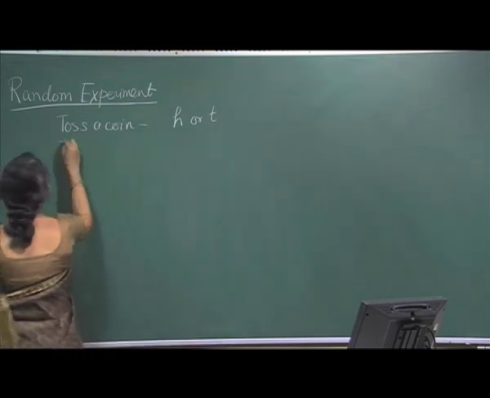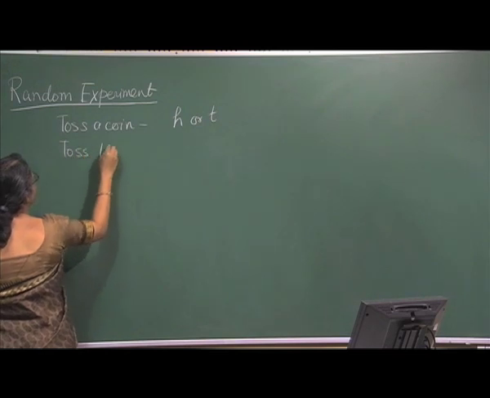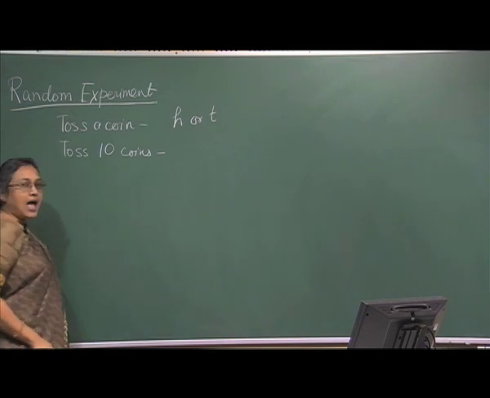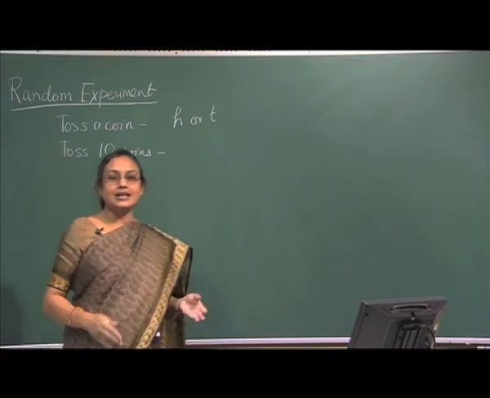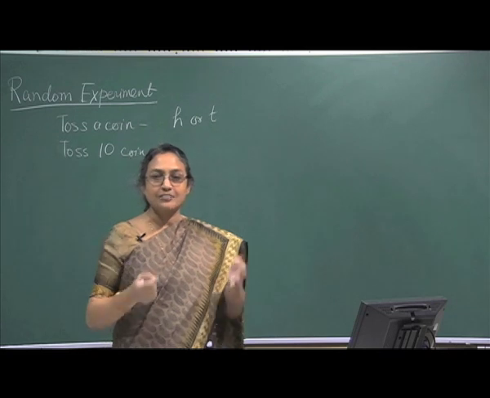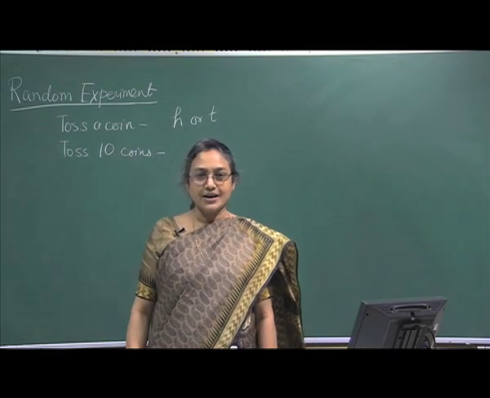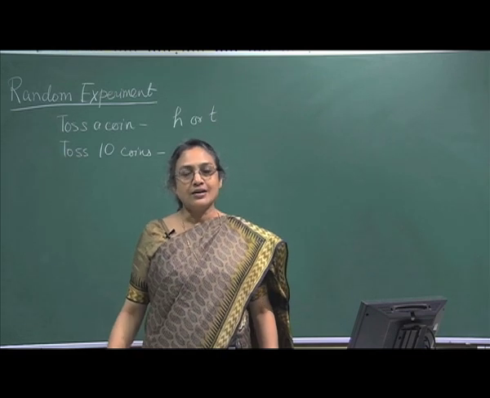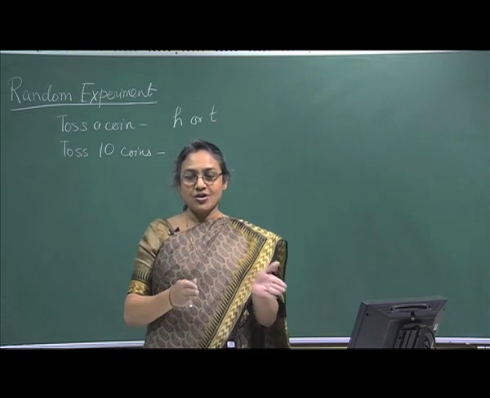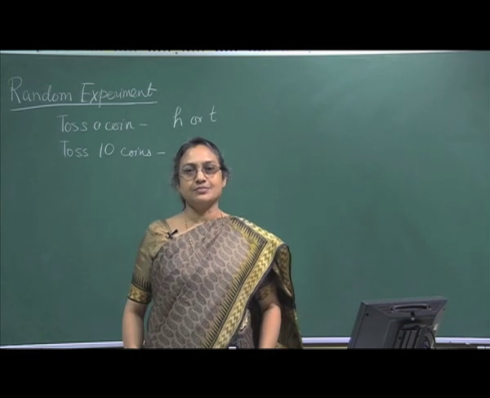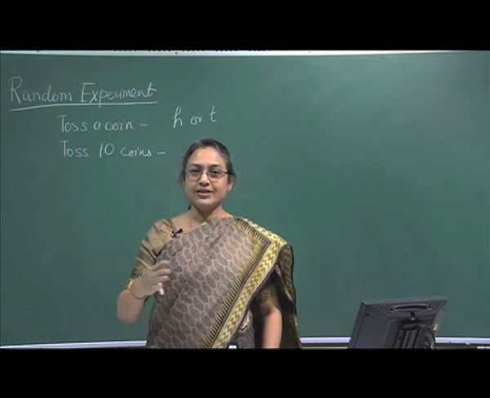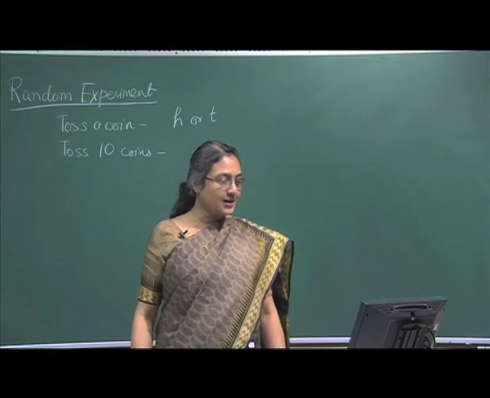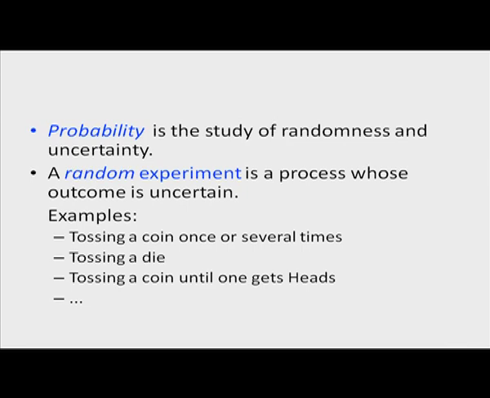Suppose you toss 10 coins and you look at the number of coins which turned up head. This number can be 0 or 1 or 2 or up to 10. So, there are 11 possible values and they have different probabilities of occurring. So, this uncertainty is there in a random experiment.